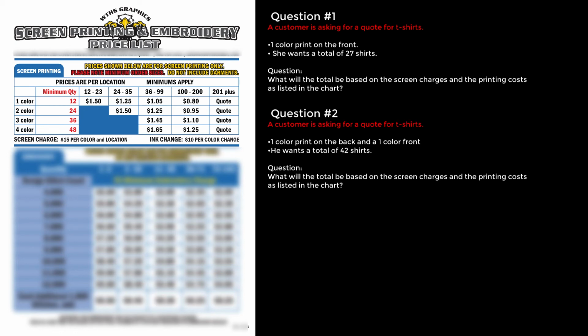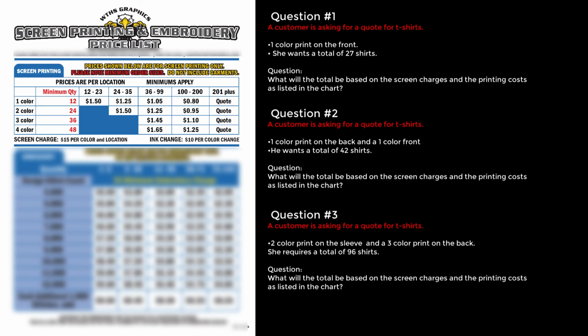The next one will be a 1-color back, a 1-color front, and 42 shirts. And the last one is going to be a 2-color sleeve, 3-color back, and I had 96 shirts on that one.